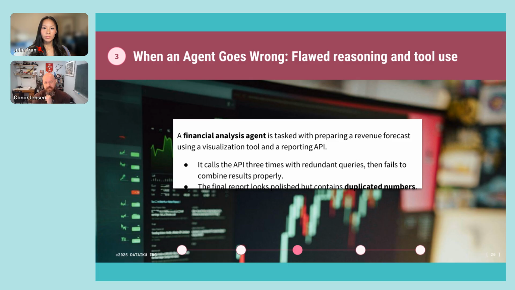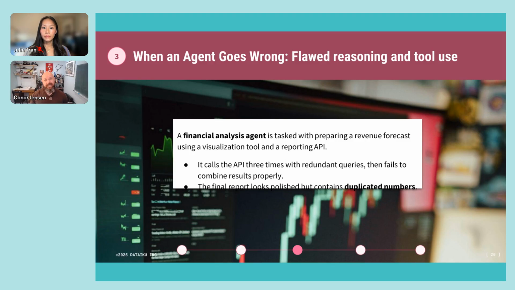So next, once again, what's happening? Okay, we have flawed reasoning or tool use. In this case, we have a financial analysis agent, and it's asked to prepare a revenue forecast, actually using a visualization tool, reporting an API. It's automatically providing that output into a dashboard or spreadsheet or something like that. So it calls the API, but in this case, it calls it 3 times, asking multiple, whether it's the same or overlapping queries, and then doesn't aggregate those results back together appropriately. So then it makes a pretty report, but that report contains duplicate numbers.